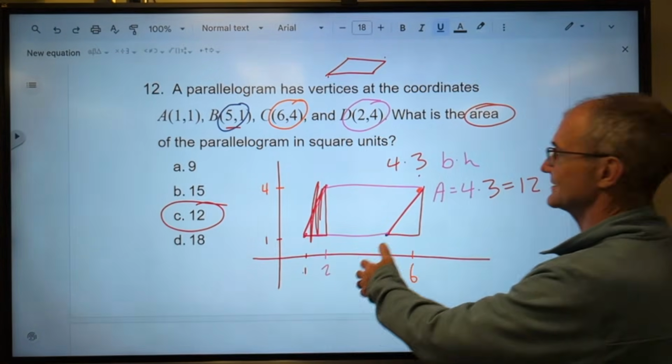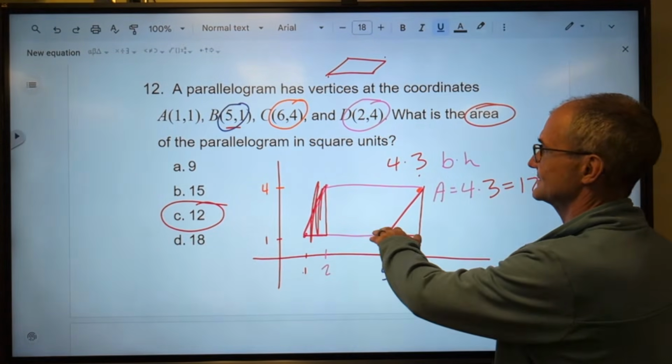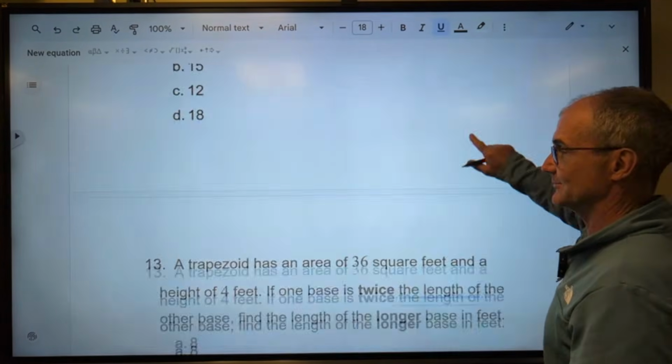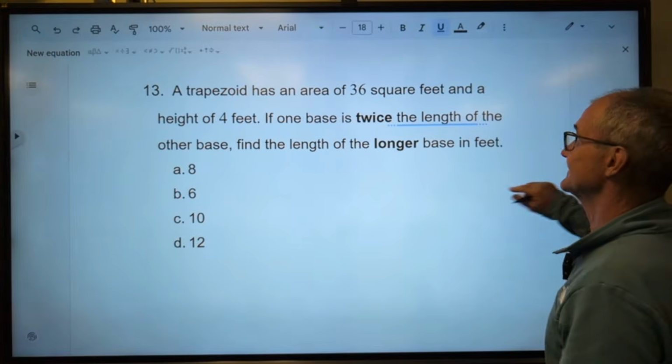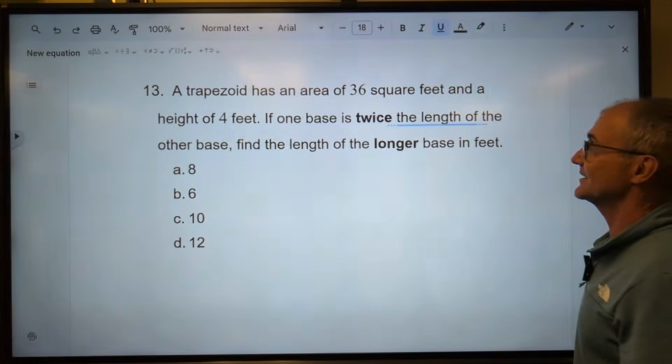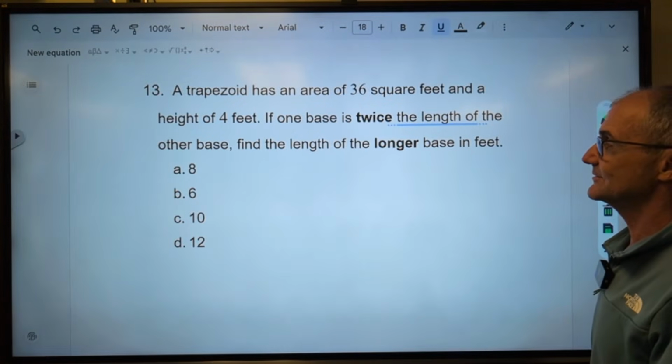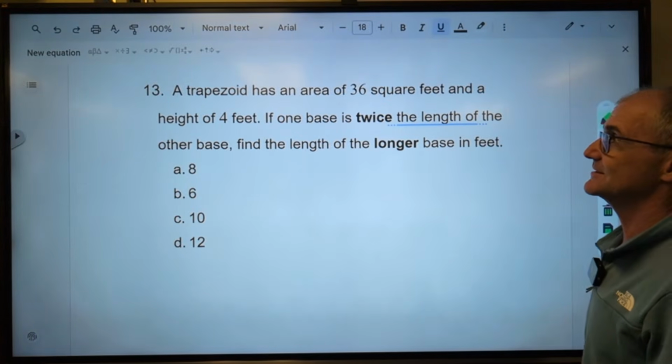All right, step 5, check your work. Base area times height gives me that area. It is what I was looking for. All right, problem number 13, 2 more to go here. Go ahead and draw this picture out. What are we looking for? And then solve the equation.